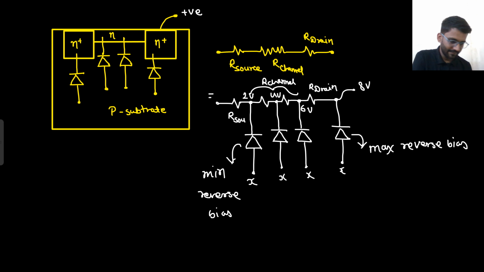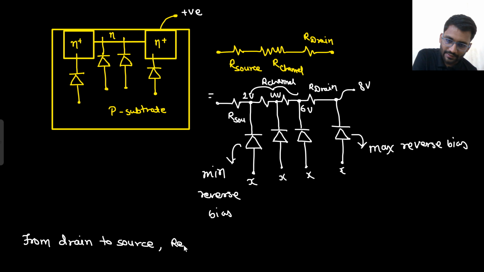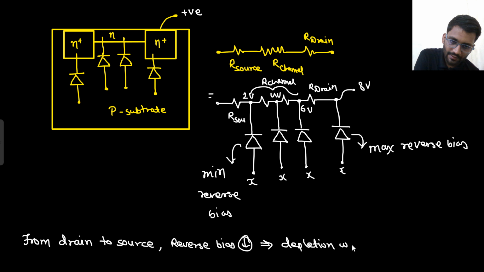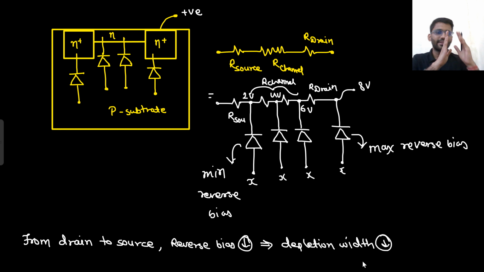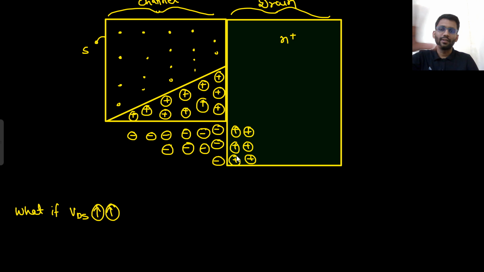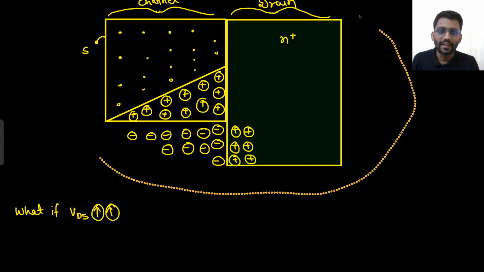So what I can write: from drain to source, reverse bias decreases. That means depletion width decreases. So at the drain side you will have the maximum depletion region, and at the source side you will have the minimum depletion region. So this is how your depletion region would look, and this is the channel I have drawn.